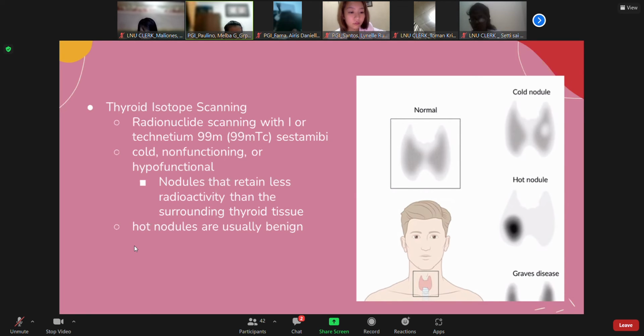And if the nodule is producing too much hormone, it will show up darker, and it is called a hot nodule, as seen below the cold nodule. So hot nodules are usually benign, and cold nodules are more often malignant than benign. Cold nodules retain less radioactivity than the surrounding thyroid tissue.